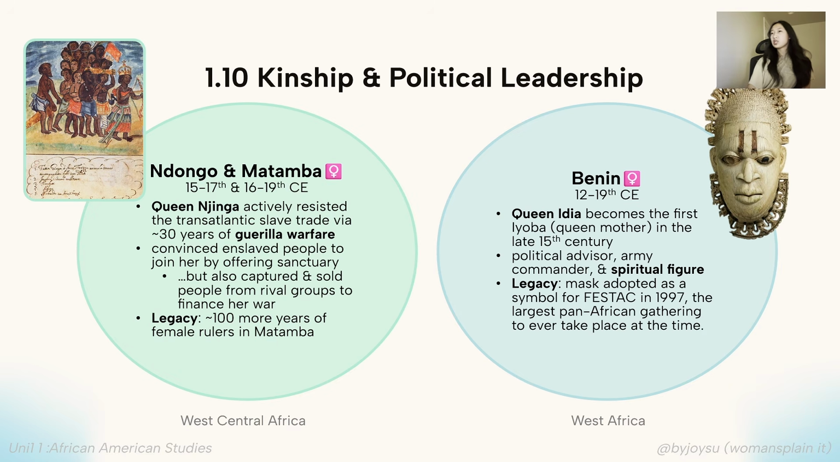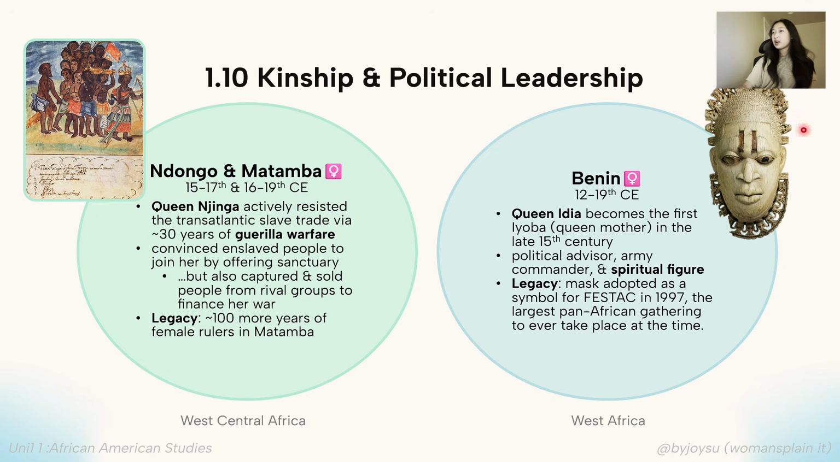Idia was also seen as someone with a lot of spiritual power, and she had a lot of medicinal knowledge. That's symbolized by what's probably the most famous symbol of her rule, which is the ivory mask that you can see right here. It has these two slits on the forehead, which are said to be filled with medicine, and they're said to be a source of her metaphysical power.